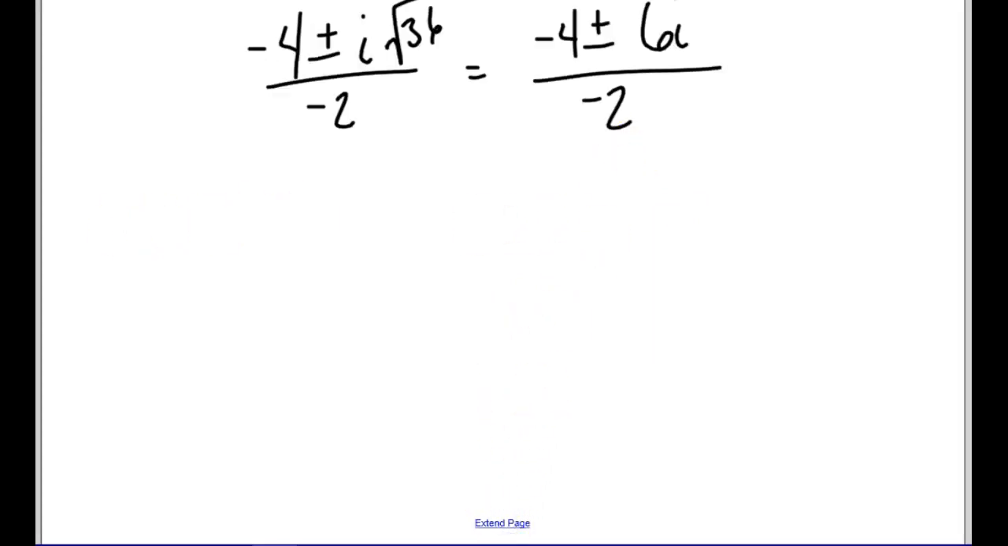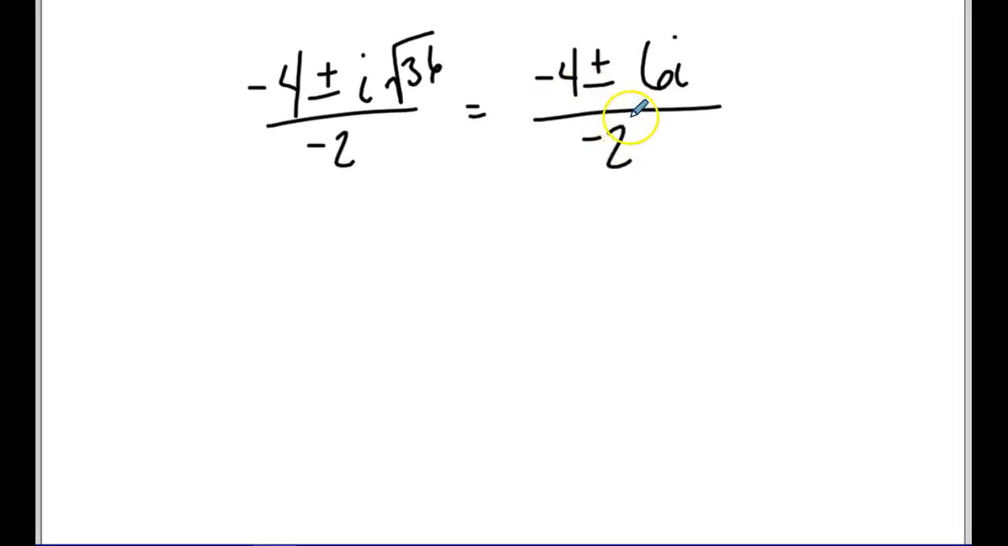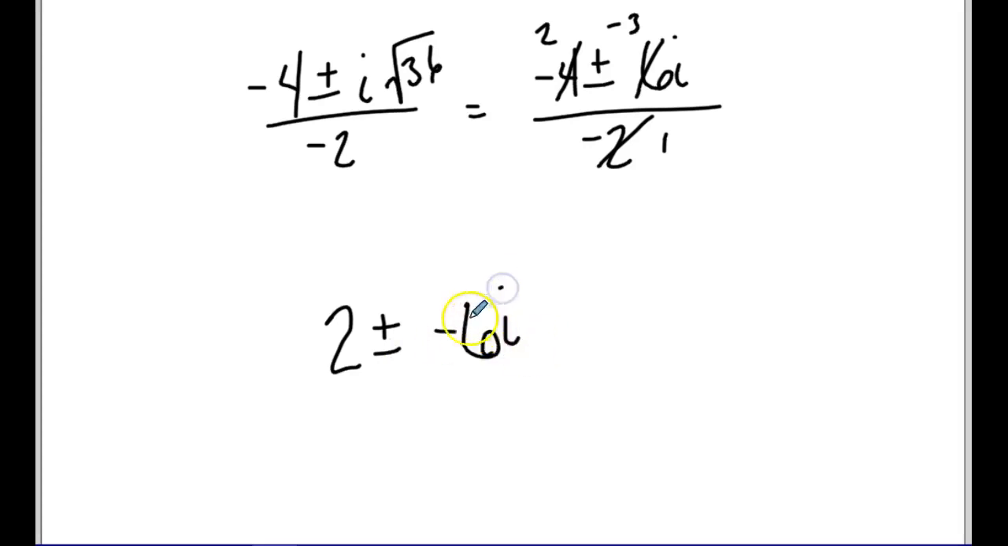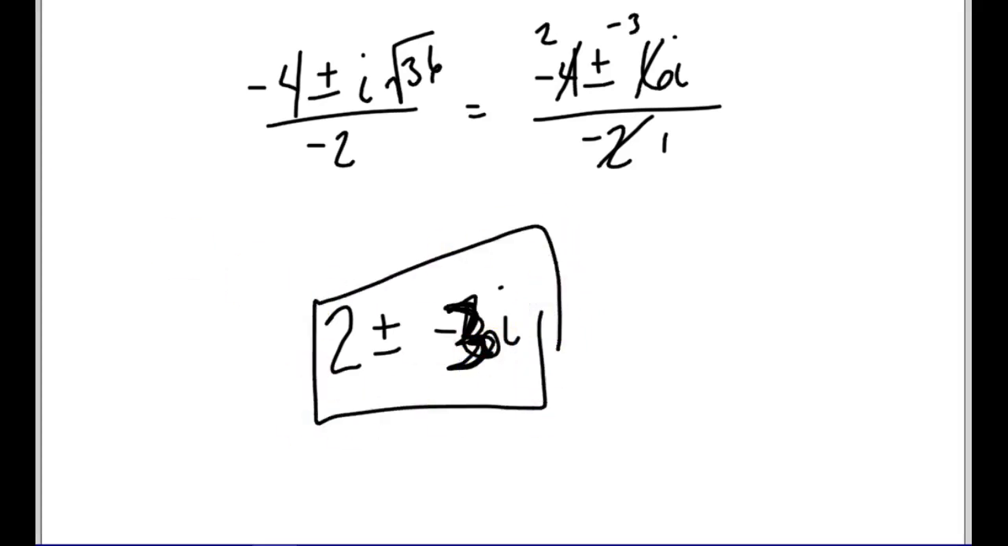So I see every single piece can be divided by this negative 2. So I've got negative 2 goes into negative 2 one time, negative 2 goes into negative 4 twice, and negative 2 goes into 6 negative 3 times. So I have 2 plus or minus a negative 6i. I'm sorry, negative 3i once I've simplified it. And that will be my final answer right there.